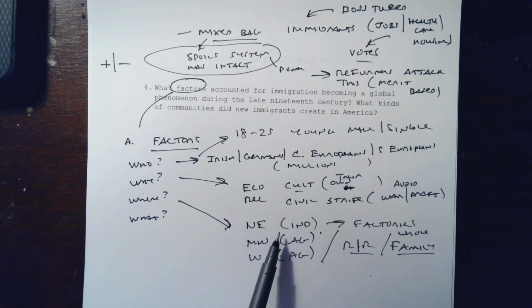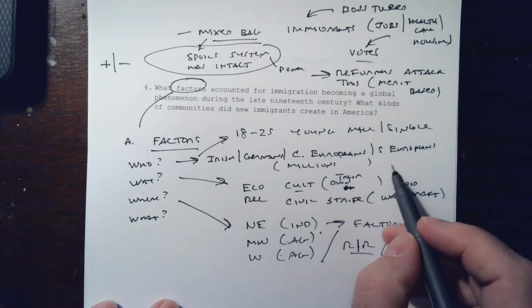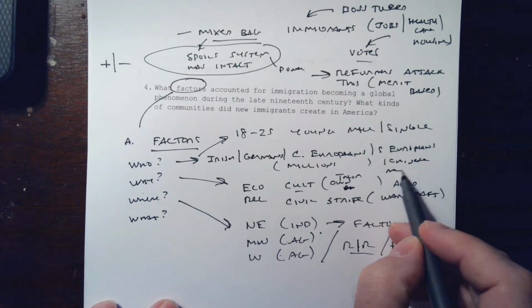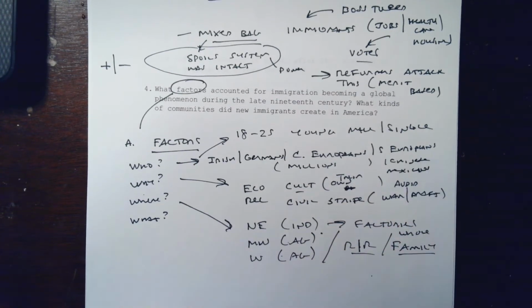Here in the Northeast, the industrial Northeast, working in the factories, it would be all these groups. And one thing to consider here, you also want to add in the Chinese and the Mexicans as well. All right, and they're largely railroad and agriculture.